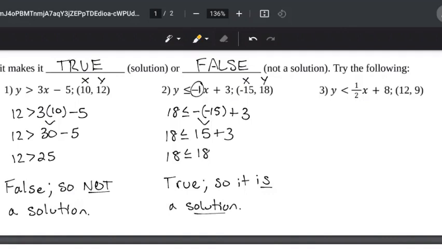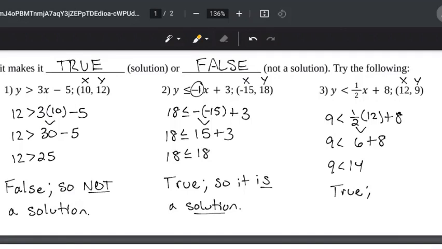Okay, let's try this last one. We have x and y. We plug in 9 for y, 1/2 times 12 plus 8. So 9 less than 12 times 1/2 is 6 plus 8. In this case, 9 is less than 14. So this is true. Therefore, it is a solution.